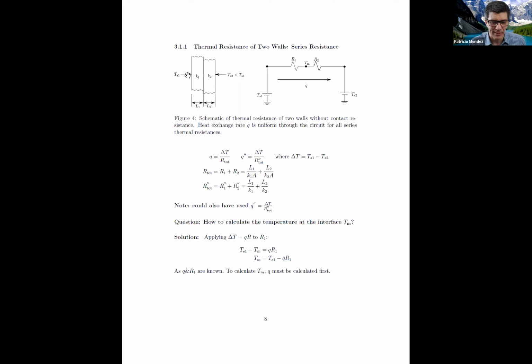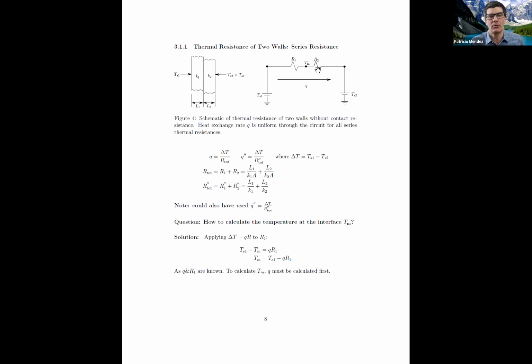So the heat goes through one wall and then goes through the other wall. This is not a trivial problem at all. But using the concept of thermal resistance, it's going to become so much easier to do. So what is the equivalent circuit here? The equivalent circuit would be these two resistors in series.